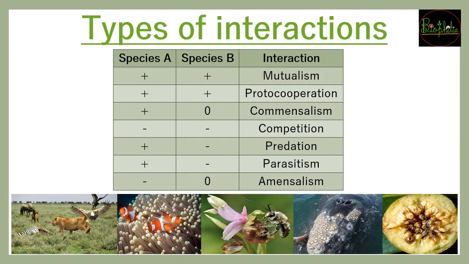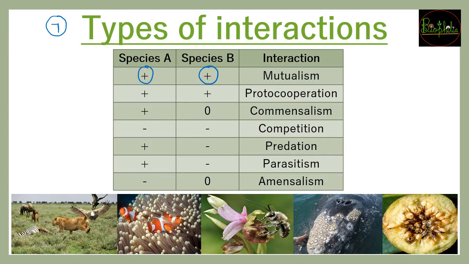So there are going to be 7 types of interaction that we are going to study. यानी दोनों species का अगर फ़ायदा हो रहा है, both are benefited in the interaction, it is represented by a positive sign, यानी दोनों को उससे फ़ायदा हो रहा है, they are getting benefit out of it. Such an interaction is going to be called mutualism. There are different combinations that we are going to study in detail one by one.